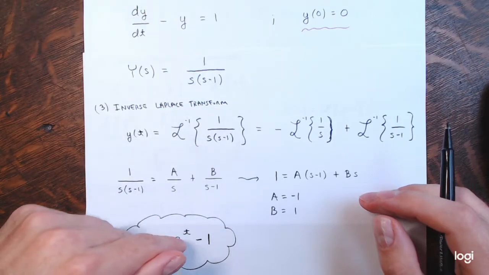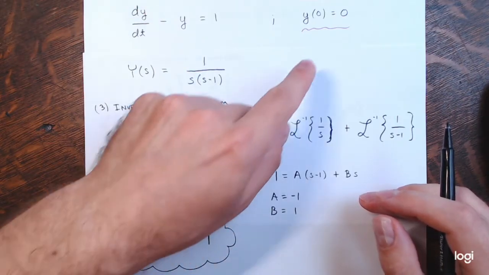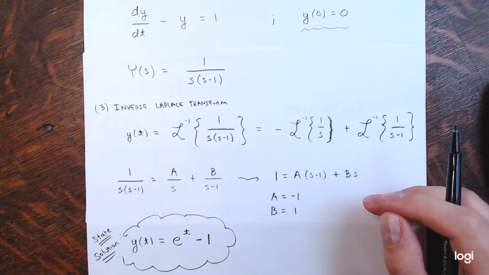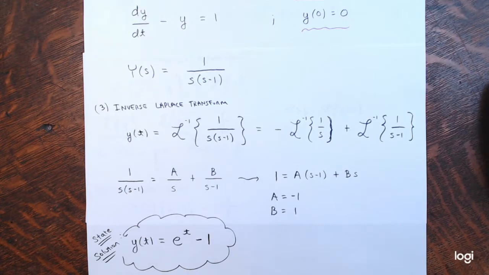And y of 0 would be e to the 0 minus 1, and 1 minus 1 is 0. It satisfies the equation, it satisfies the initial condition. This is a valid solution.